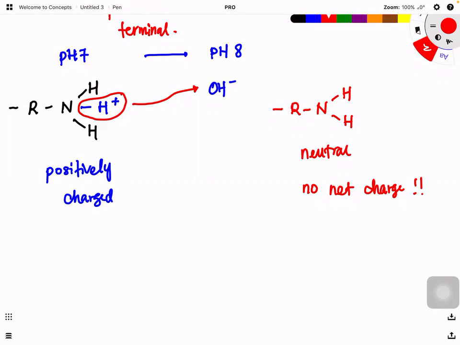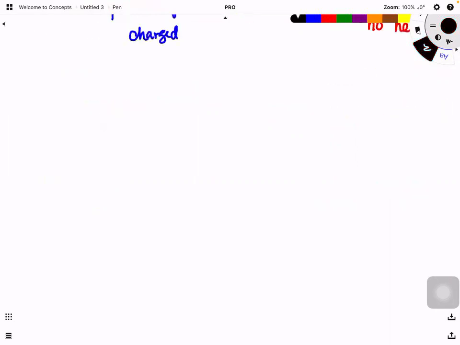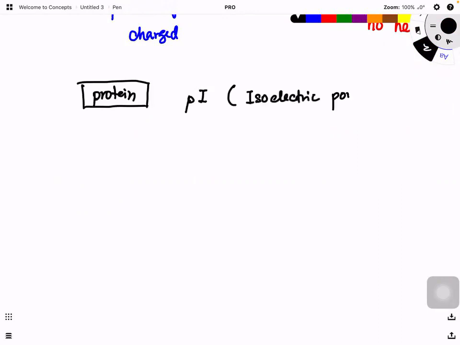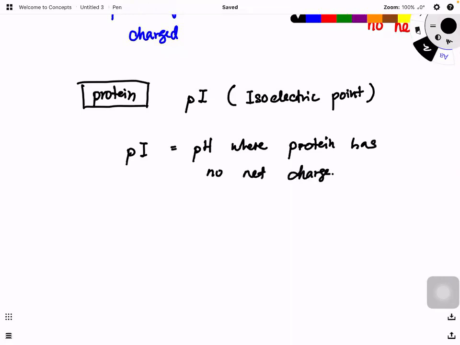So for every single protein, they will have this pI, or what we call the isoelectric point. So what does isoelectric point mean? Isoelectric point is equal to the pH where my polypeptide or protein has no net charge. Are you clear? So the protein has no net charge. Okay, understand the concept?